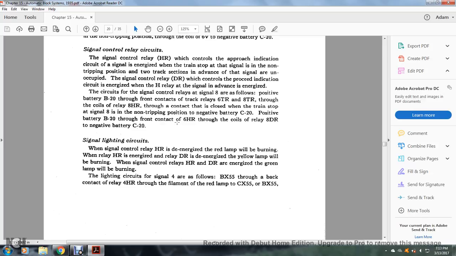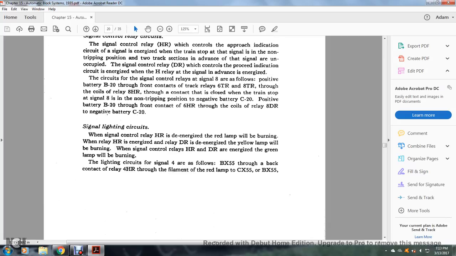The circuit of the signal control relay at signal 8 is followed with the positive battery AB20 through the front contact of track relays 6TR and 8TR, through the coil of relay HR, through the contact closed with the train stop of signal 8 in the non-tripping position, to negative battery C20. Positive B20 goes through the front contact 6HR, with the coil of relay HADR, to the negative battery C20.